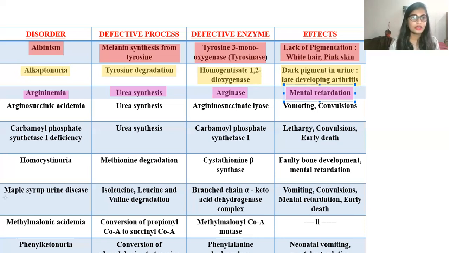And the next disorder is what? That is arginosuccinate, one second.